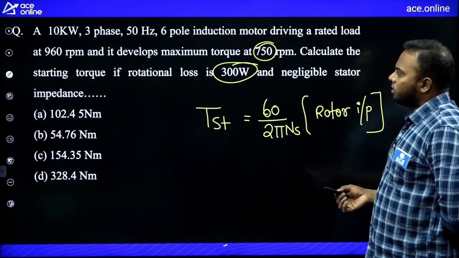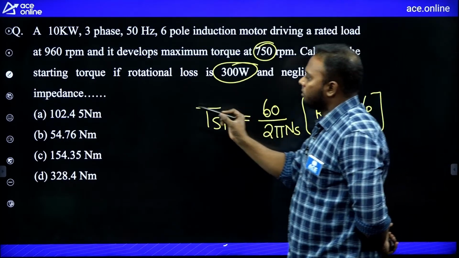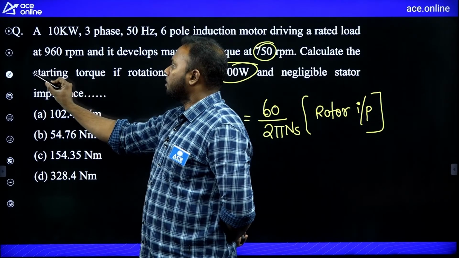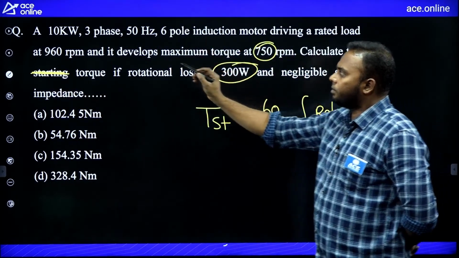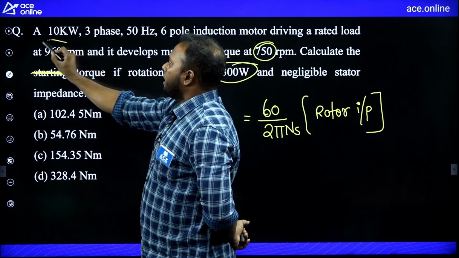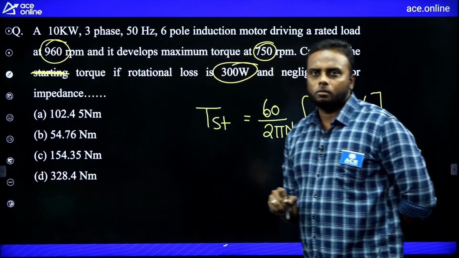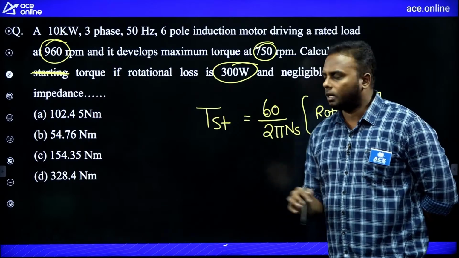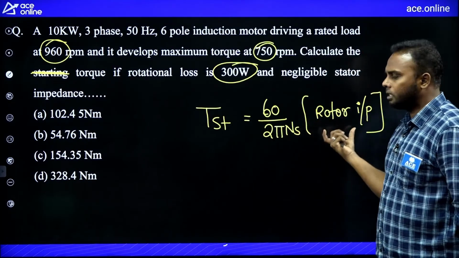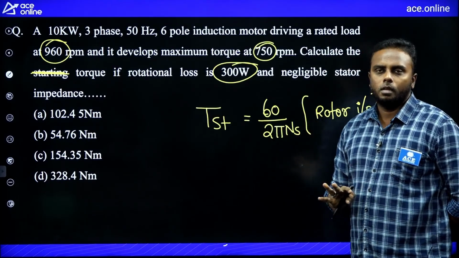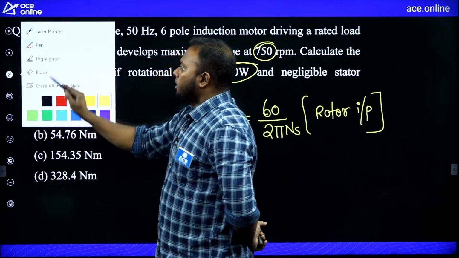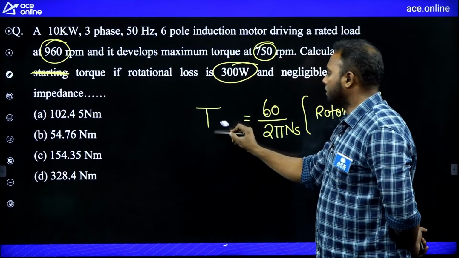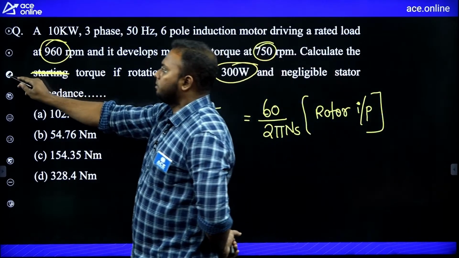In this question, starting means slip has to be taken as 1, so don't take starting. Calculate the torque just at 960 RPM, whenever it is rotating. At 960 RPM, what is the torque developed in the motor? Torque equals 60 by 2 pi ns into rotor input, the same equation. Starting torque means we have to take S equal to 1, so don't take starting, just the torque developed. How much? Calculate.